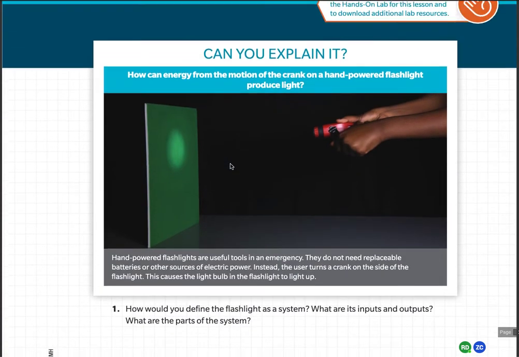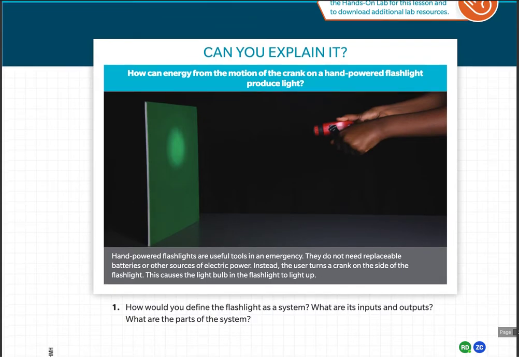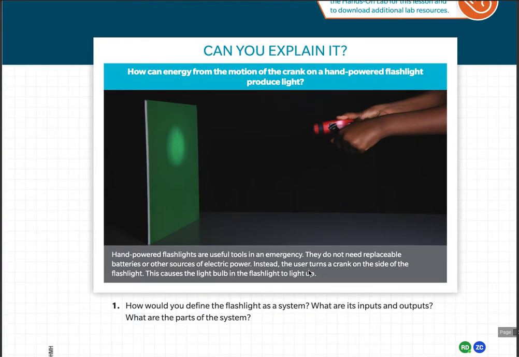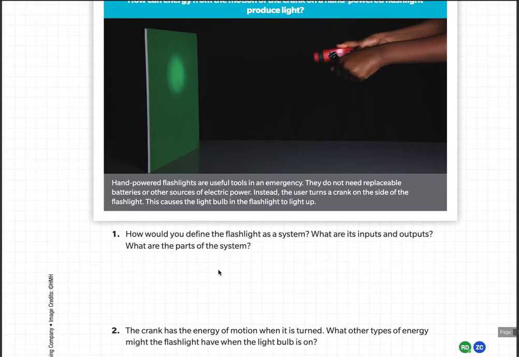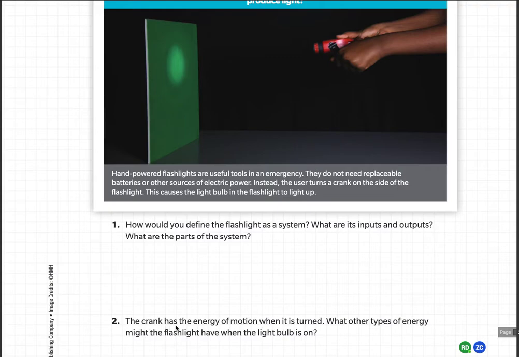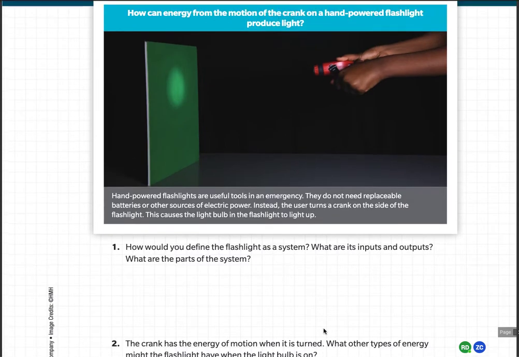We do skip over these questions, but I will mention them in passing. How would you define a flashlight as a system? What are its inputs and outputs? What are the parts of the system? The crank has the energy of motion when it's turned on. What other types of energy might the flashlight have when the bulb is on?